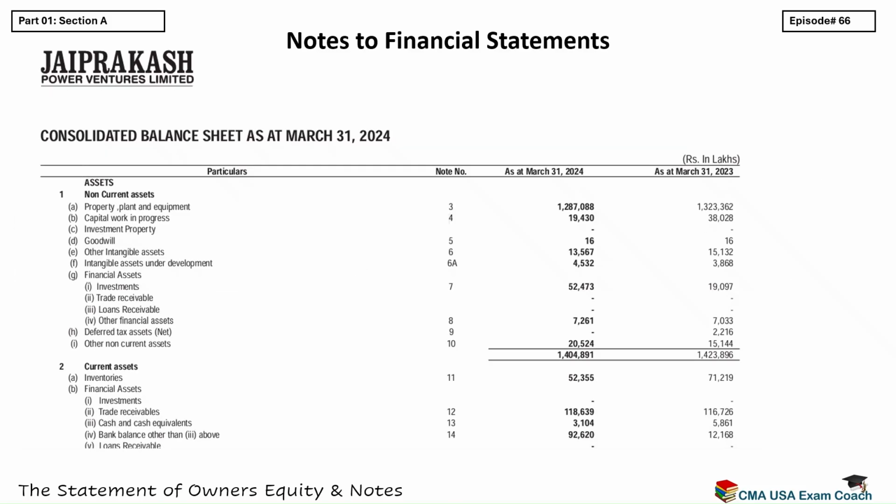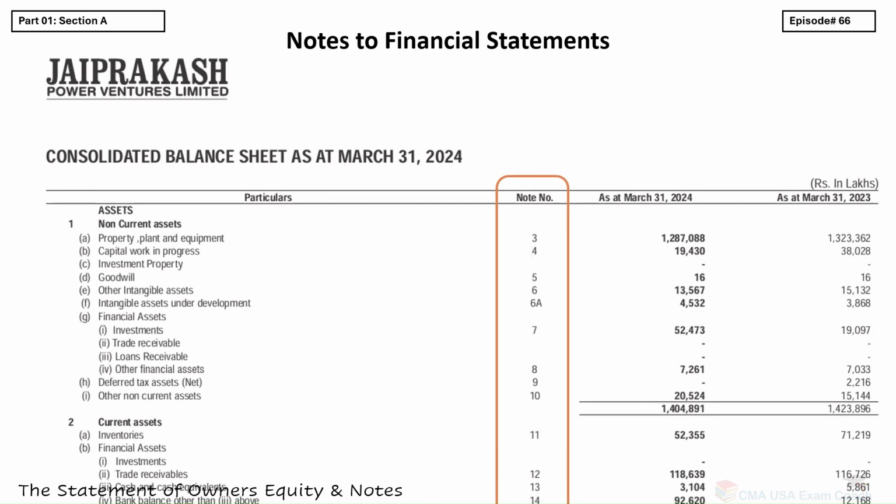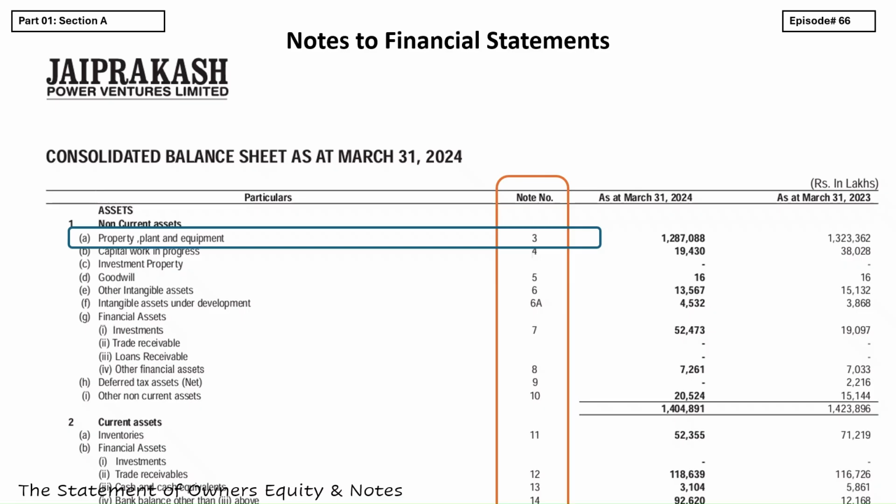Let's look at how notes actually appear inside a real financial statement. The slide here shows a sample financial report from an Indian company called Jayaprakash. You'll notice that next to many items in the balance sheet, there are note numbers written. These numbers point you to the detailed explanations in the notes section. For example, on the balance sheet you'll see Note 3 next to Property, Plant, and Equipment, or PPE. That means if you want to understand how the company calculated the PPE amount shown on the balance sheet, you just go to Note 3.